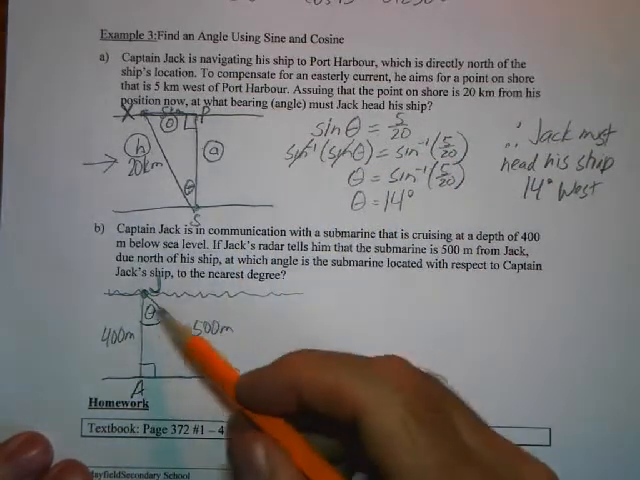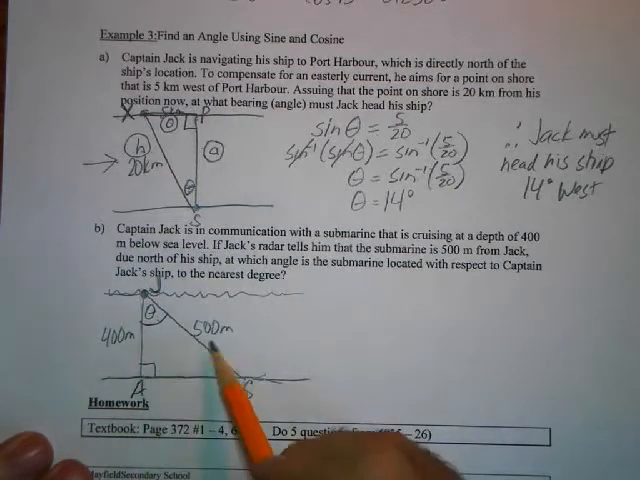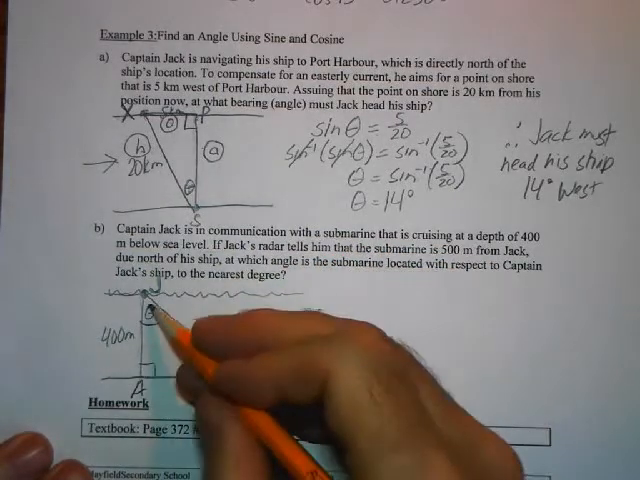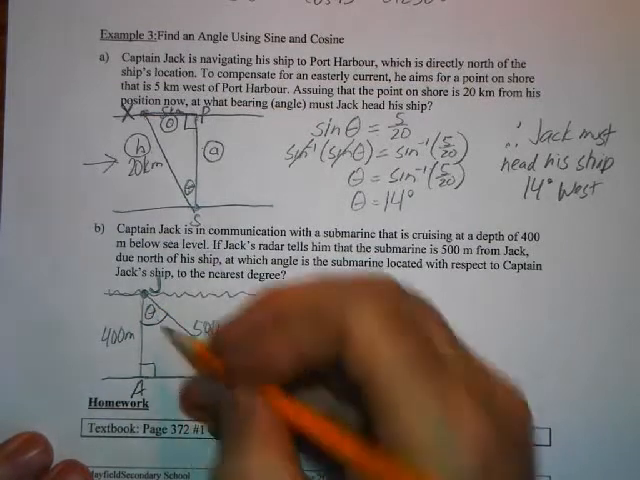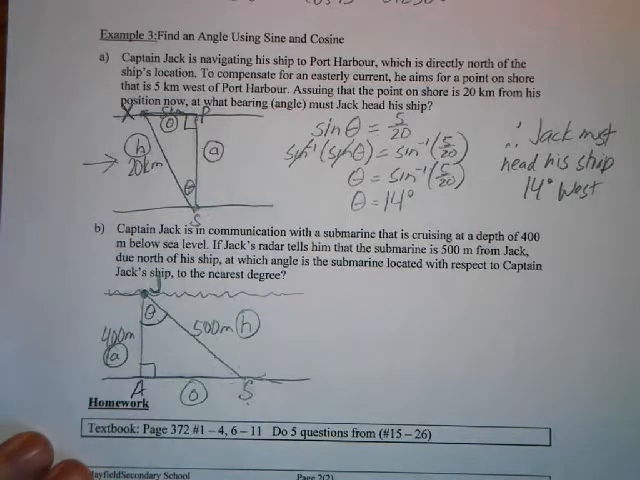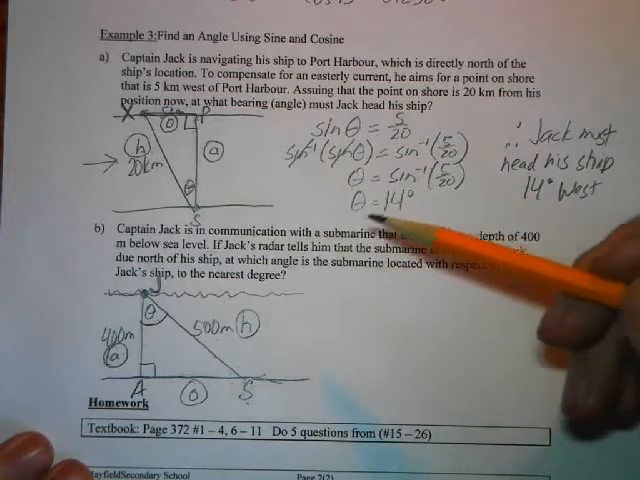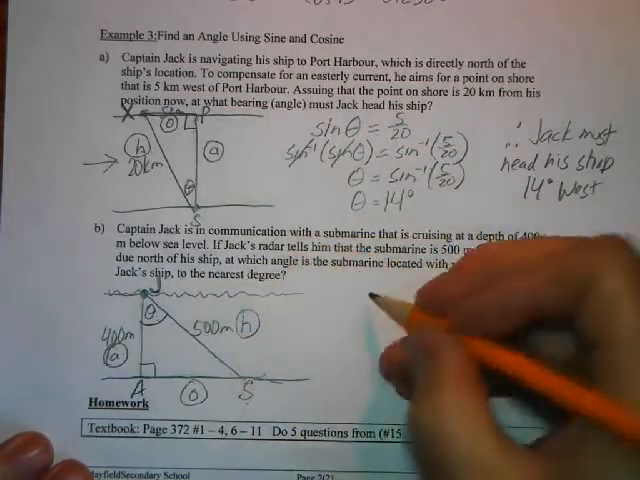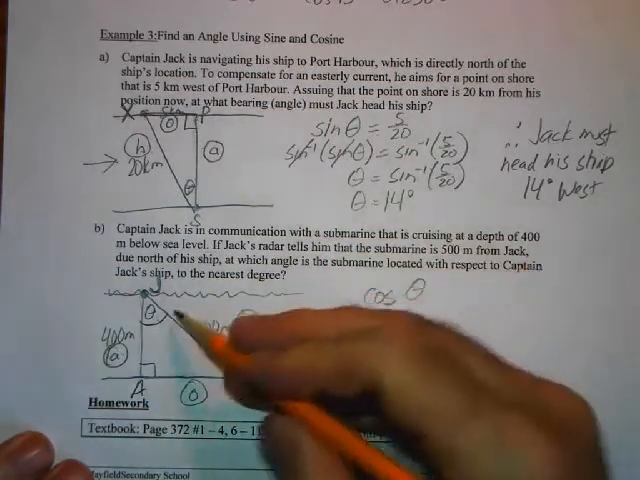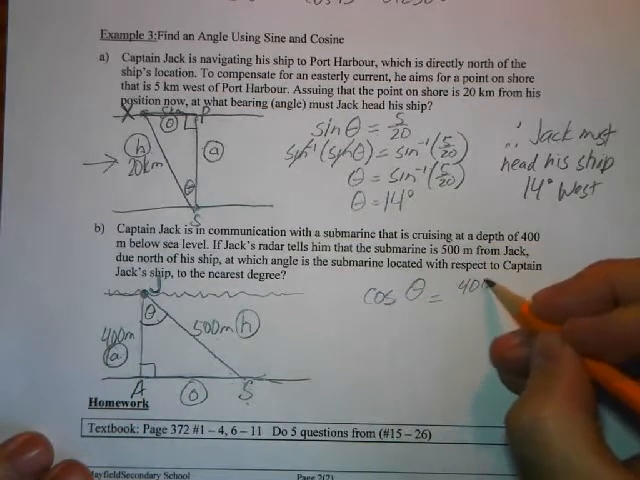Okay, so again, I've got to label the sides. If that's the right angle, the 500 would be the hypotenuse. This side, opposite from the angle, is the O, and this will be the A. So what sides do I know? I know A and H. So what ratio uses A and H? SOH CAH TOA, that'd be the cosine ratio this time. So the cosine of the angle theta is equal to adjacent over hypotenuse, 400 over 500.